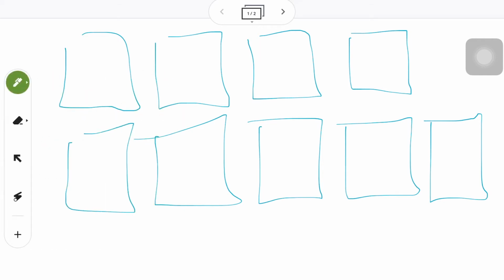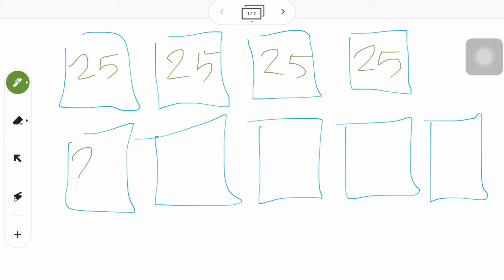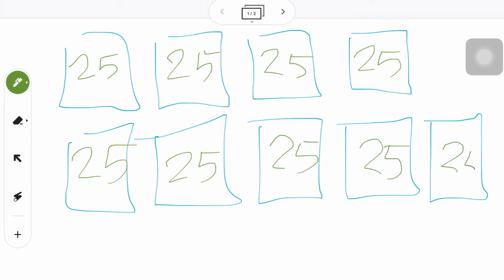Then it says there are 9 trays of cookies with 25 cookies on each tray. So I'm just going to write the number 25 in each tray just so I know that there's 25 cookies there. So 25 here, 25 here, 25, 25, 25, 25, another 25, another 25, and my last group of 25.